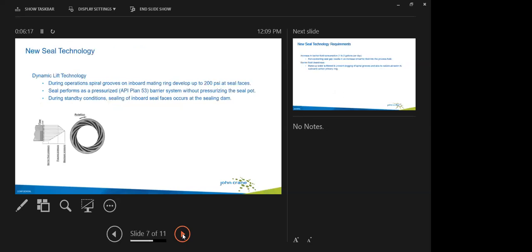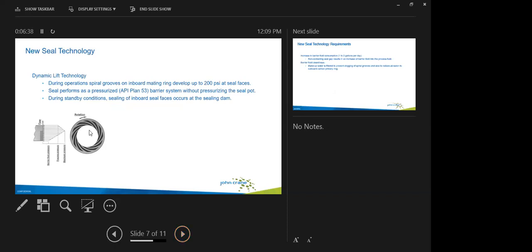So the technology that we went after was what we call dynamic lift. And any of you that are familiar with the gas seal technology, where you use spiral grooves and you inject nitrogen to the seal and it causes the faces to lift off, this is the same technology, except we're using it in a wet application.